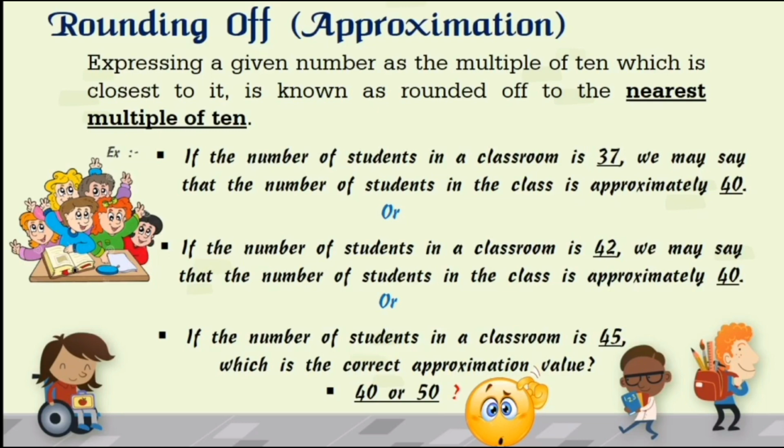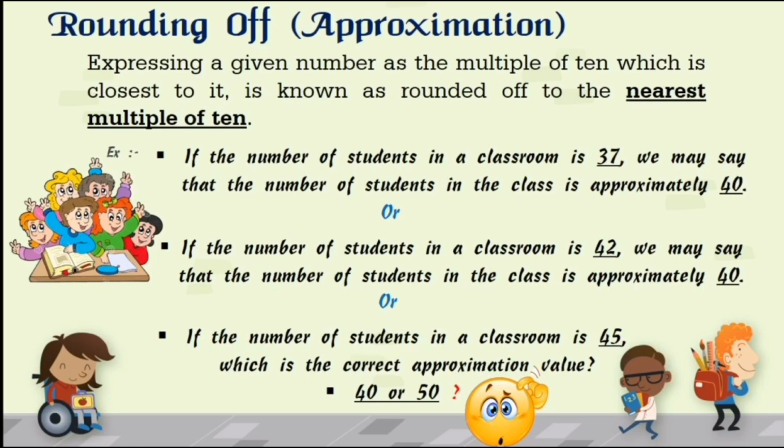If you can remember the meaning of estimation, when we are doing estimation, we found a close value for the given number of items. Here, we are finding a closest value for a given number. That is the difference between estimation and rounding off.